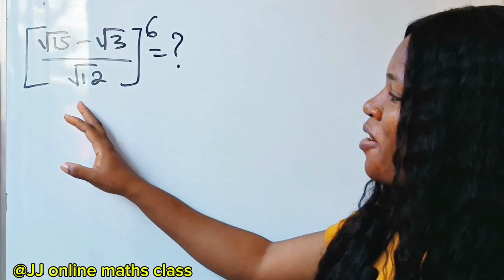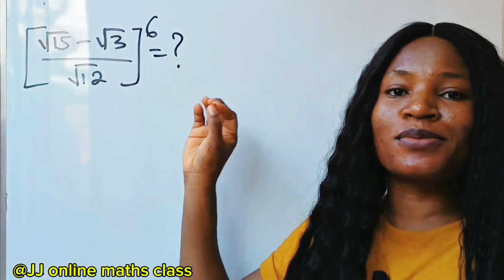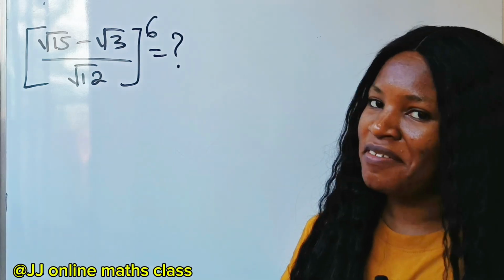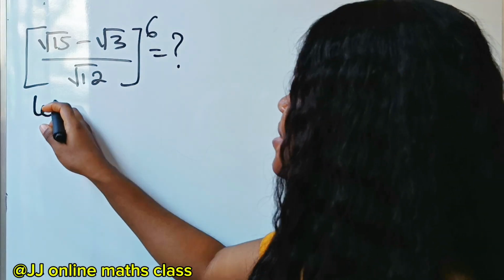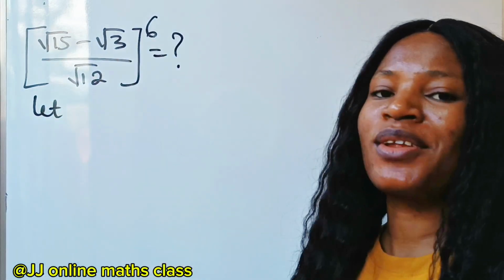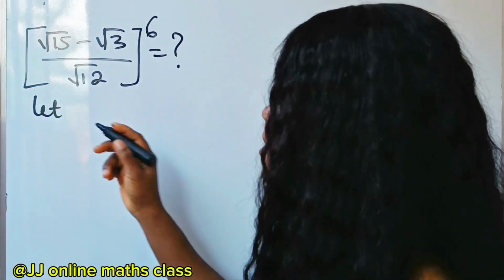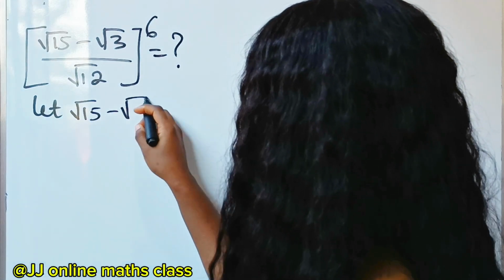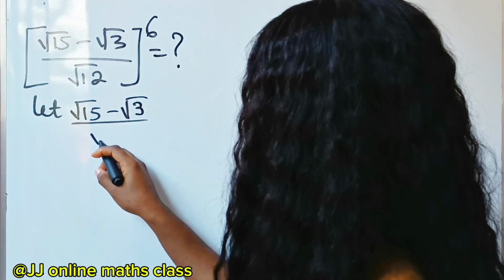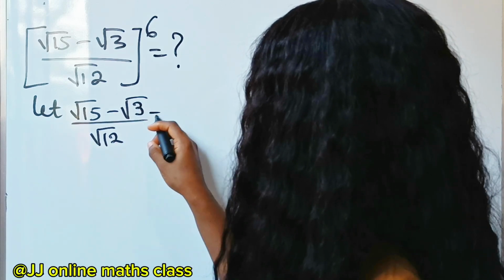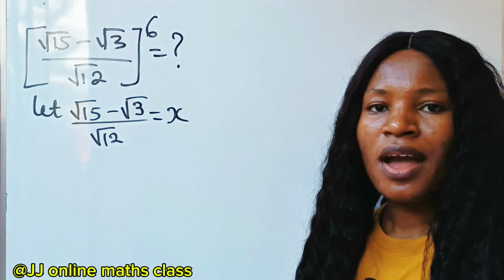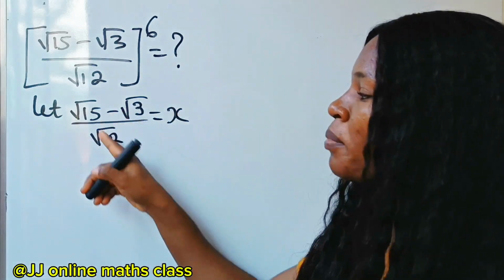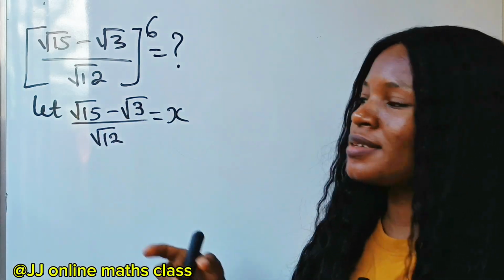Fine. Let's solve for this part. We are asked to evaluate, sorry, simplify this. Okay, let's simplify it. We are going to let everything inside, let's call it x. So we write: let square root of 15 minus square root of 3, divided by square root of 12, be equal to x. Now this is a surd, so what we are going to do is simplify the surds first.